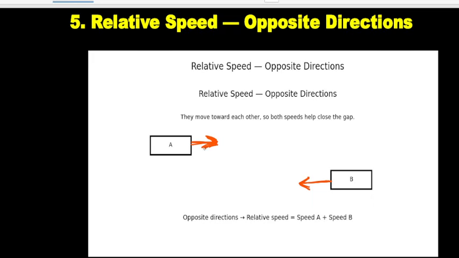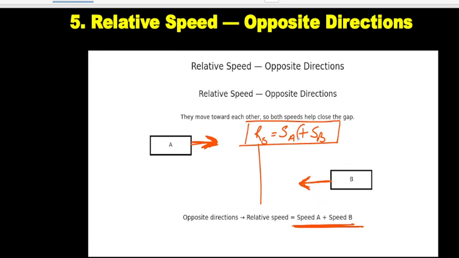He's moving this side and he's moving this side. In that case, your relative speed of both the objects would be what? The sum. The relative speed would be speed of body A plus speed of body B. And why is it plus? Because both of them are moving toward each other, so they would meet earlier. That is why we are adding the speed. There is an increase in speed.